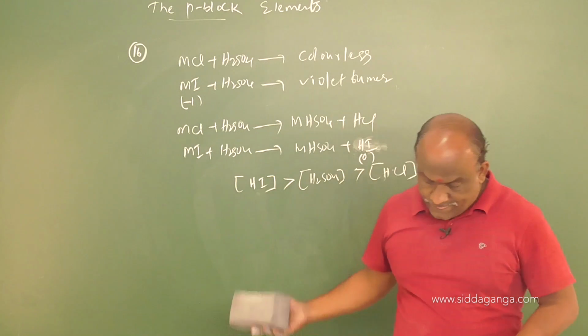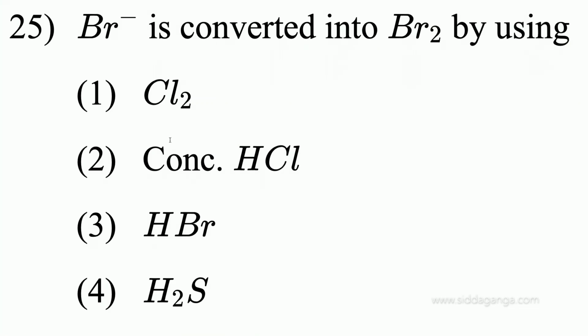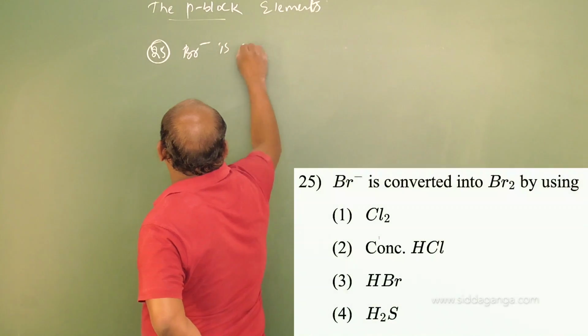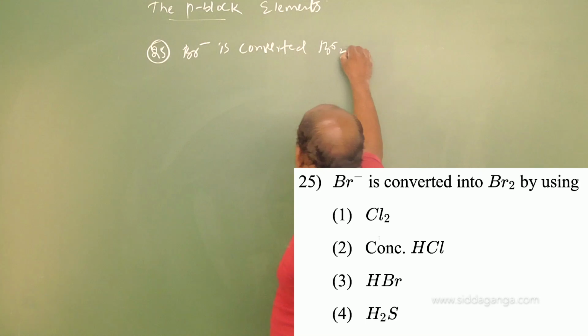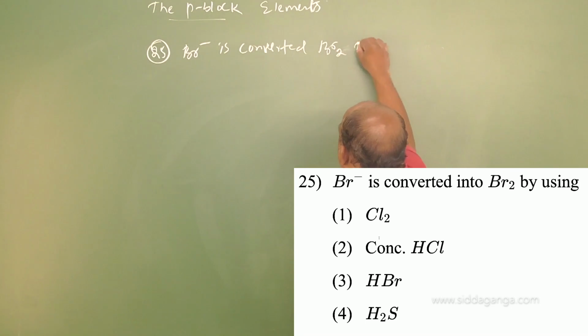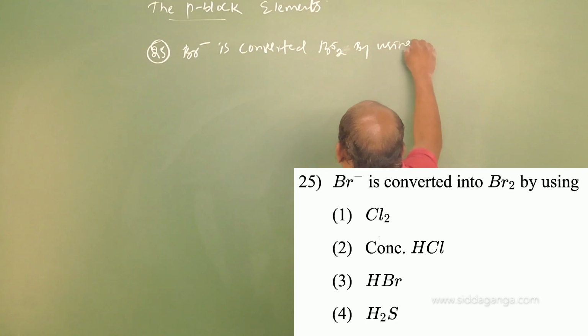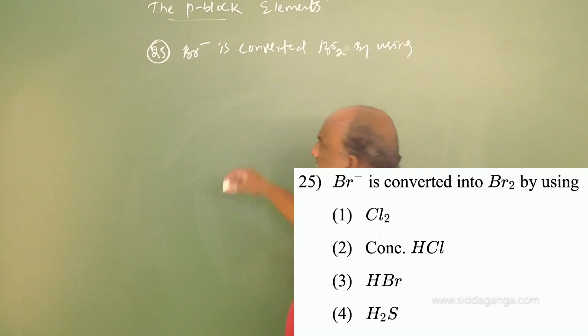And the next question, number 25. Br minus is converted into Br2 by using which reagent? Simple.